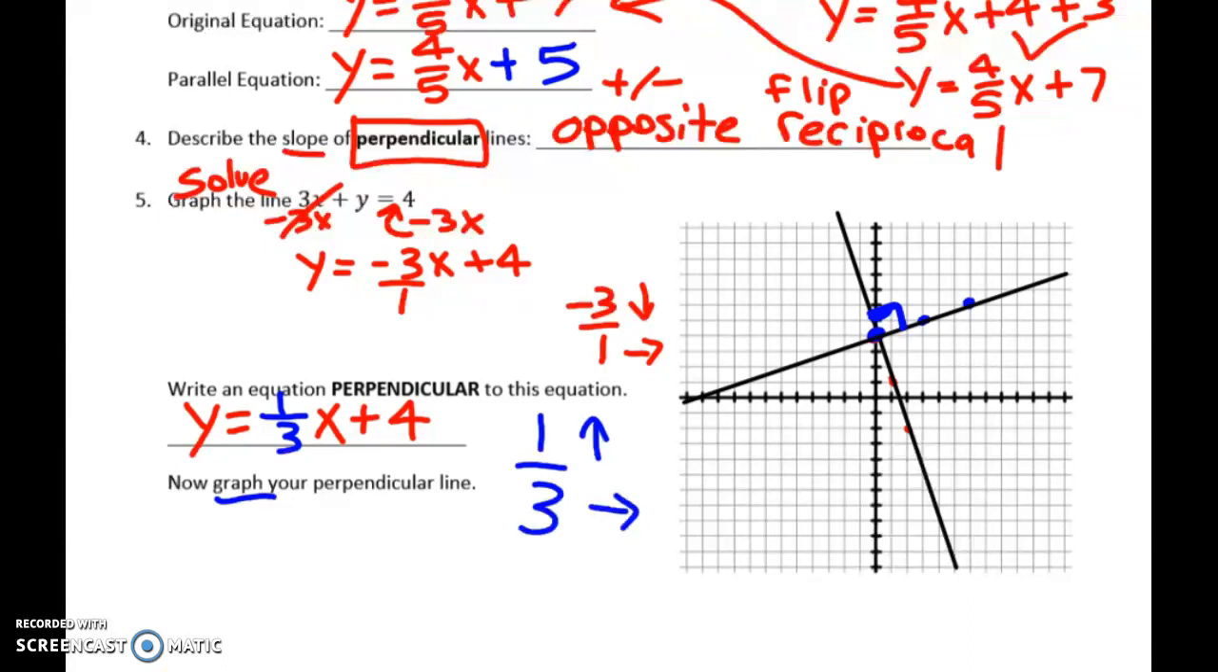And for parallel, just change the b, the y-intercept. And probably the harder one, number 5, please solve for y. Do that step. Get y by itself. Don't forget your little arrow right here. Okay, that arrow is so important. But then once you solve it, then you need to write a perpendicular equation. Remember, it's opposite reciprocal. All right? You can do it.